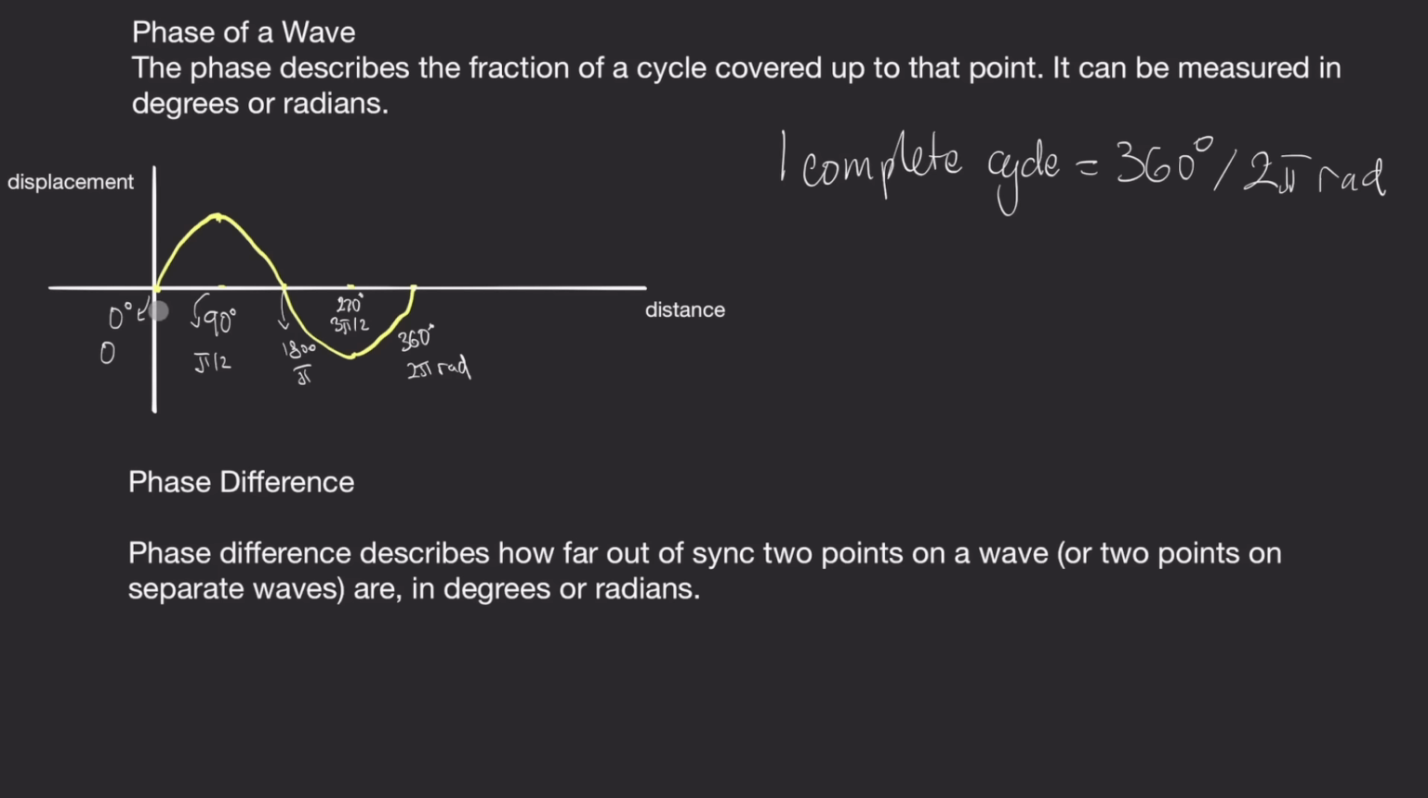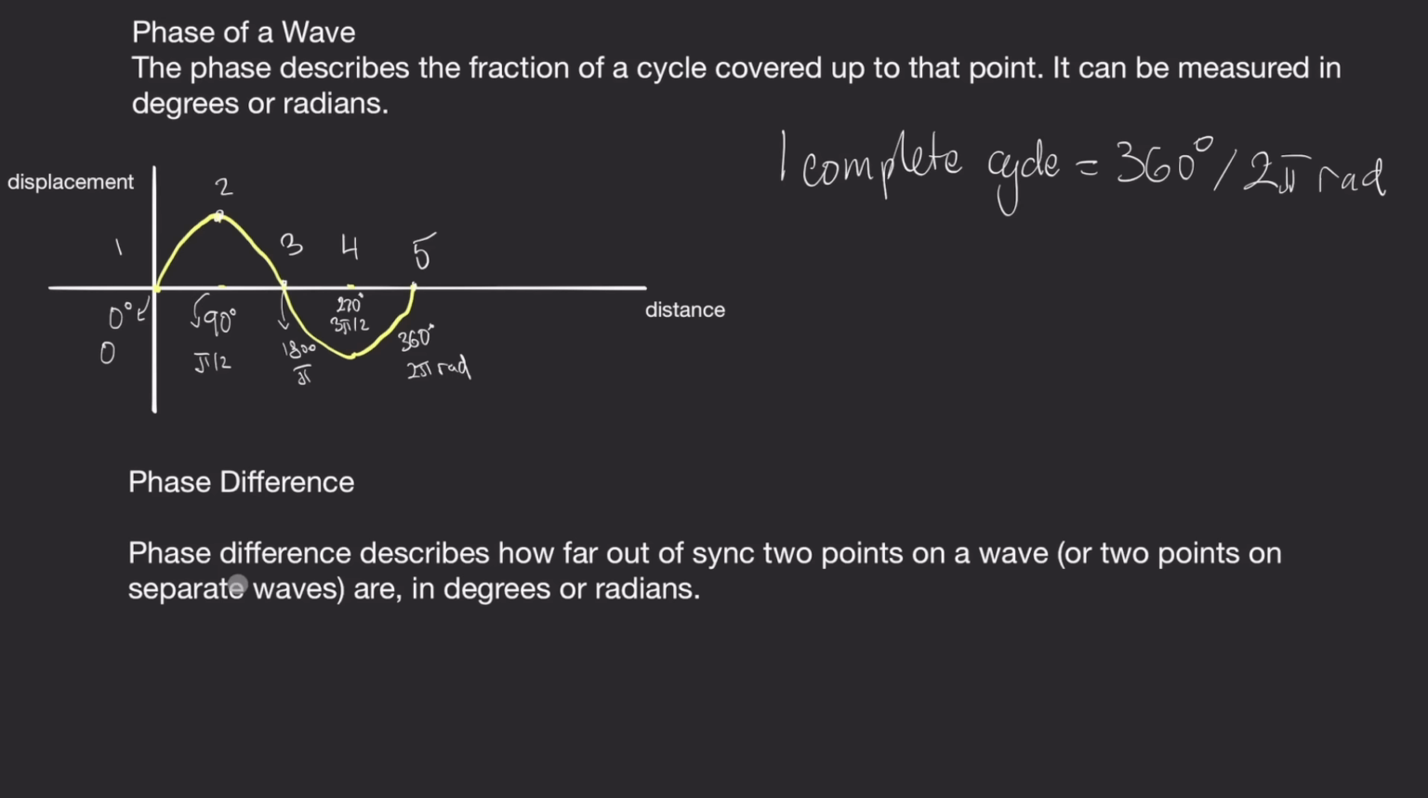For instance, this point number 1 over here has a phase of 0 degrees, 0 radians. The next one here is a quarter of a cycle, so point 2, which is 90 degrees, which is pi over 2. This one here, point 3, is going to have a phase of 180 degrees, which is pi radians. Point number 4 will be 270, which is 3 pi over 2 radians. And the last point here, point 5, is going to have a phase of 360 degrees and 2 pi radians.